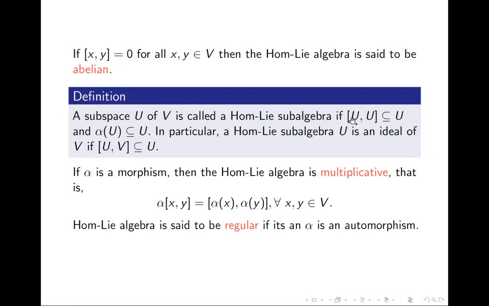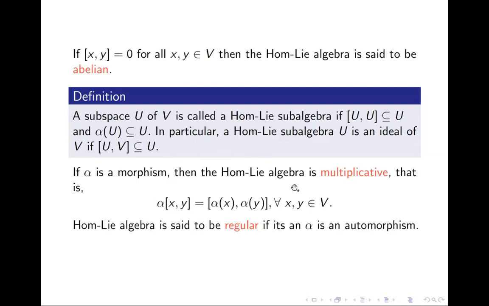A subalgebra must inherit the properties of the algebra, so that with this bilinear product you still end up in the subalgebra or the subspace. And if you apply this linear map, you still end up again in the subspace. In particular, this subalgebra is an ideal if you do this multiplication for all elements in our subalgebra and now all elements in the bigger space V, you should end up in the ideal, just the usual way we define ideals.